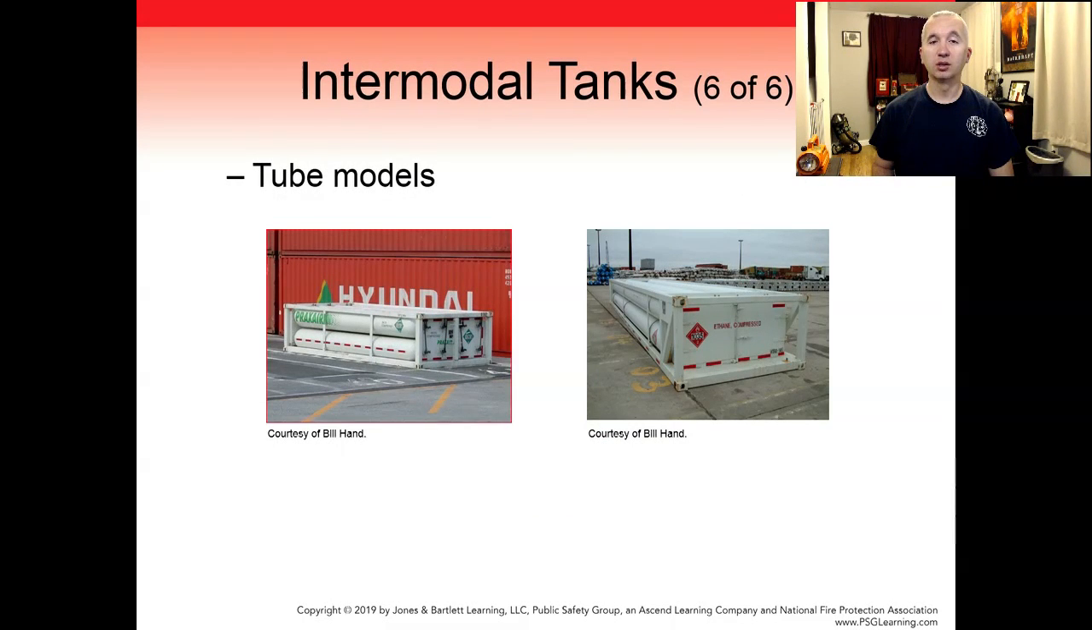Tube modules consist of several high-pressure tubes attached to a frame. The tubes are individually specified and have working pressures in a range as high as 5,000 psi. The products commonly carried include hydrogen and oxygen.